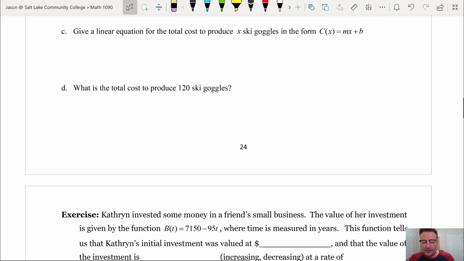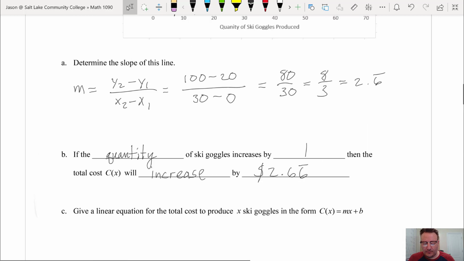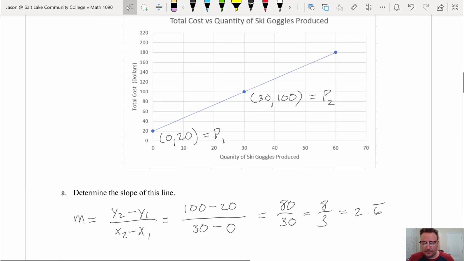Okay. Give a linear equation for the total cost to produce X ski goggles in the form C of X is equal to mx plus b. Well, we just computed m, but what is b here? Let's go to the original information they gave us, which was in graph form. Recall that mx plus b is called slope-intercept form because m is the slope and b is the y-intercept. What is the y-intercept? It's this point right here, which has a y value of 20. So b is 20.